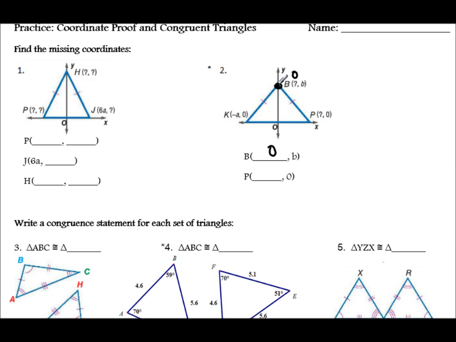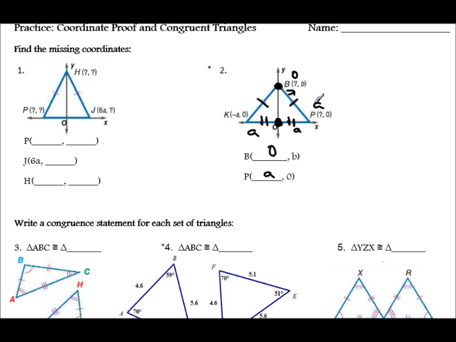Okay, remember that if the two sides of an isosceles triangle are congruent, then the vertex at coordinate x is the midpoint. So point O is the middle point between K and P. So if K has a distance of A from 0 to K, then 0 to P must also have a distance of A. So if we go negative A on the x-axis, we have to go positive A on the x-axis to get to P.